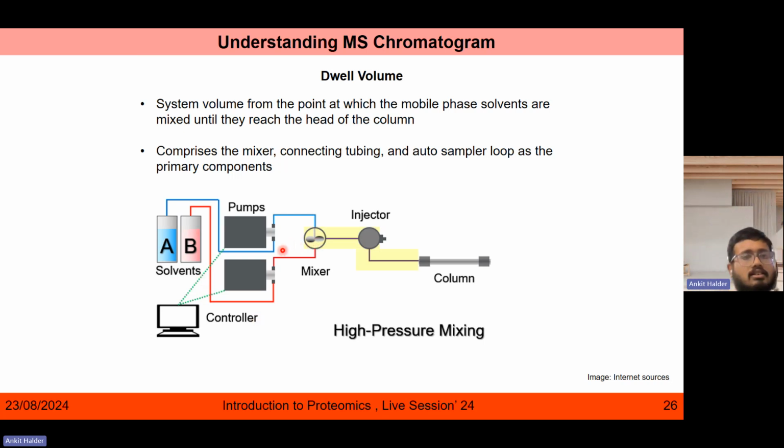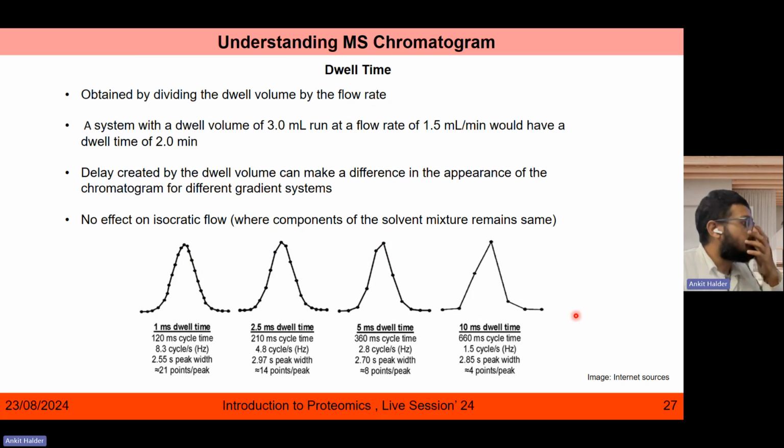So what is the volume that is required? This includes your mixer, connecting tubing, and autosampler loop as the different primary components. Now, another thing is the dwell time. What is dwell time? It is obtained by dividing your dwell volume by the flow rate.